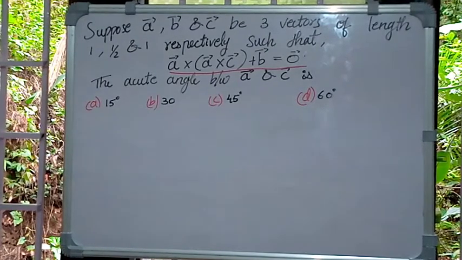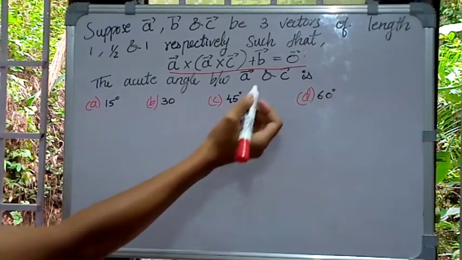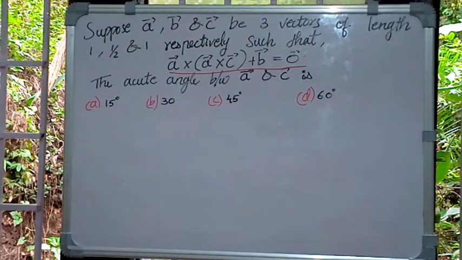Suppose vector A, vector B and vector C are three vectors of length 1, 1 by 2 and 1 respectively, such that vector A cross (vector C plus vector B) equals 0. The acute angle between vector A and vector C is, so following are the options. Here we are asked to find the acute angle between the two vectors, that is vector A and vector C.